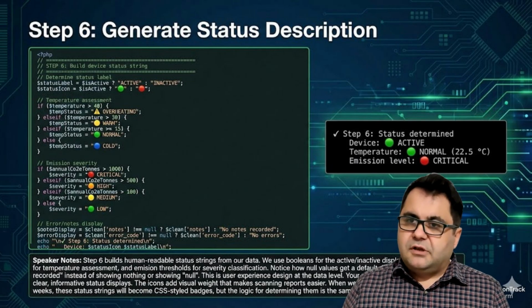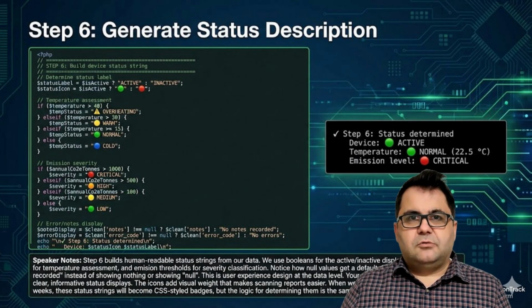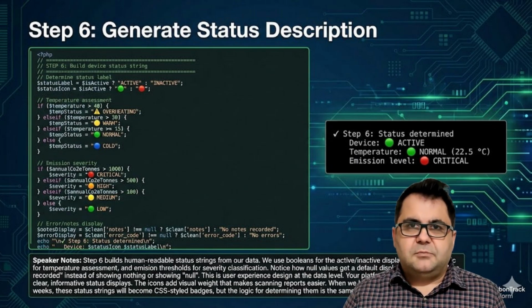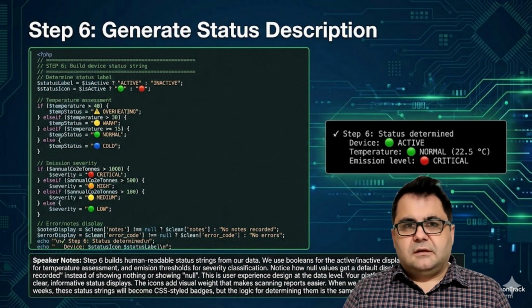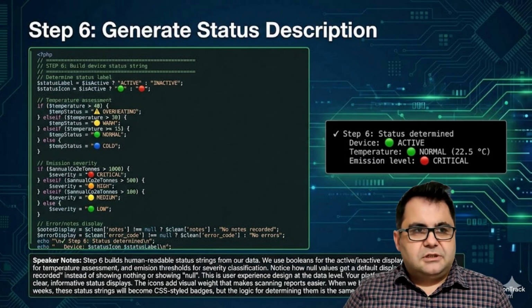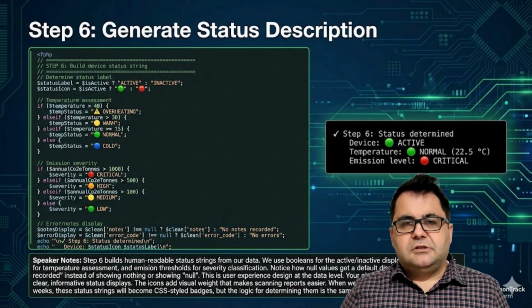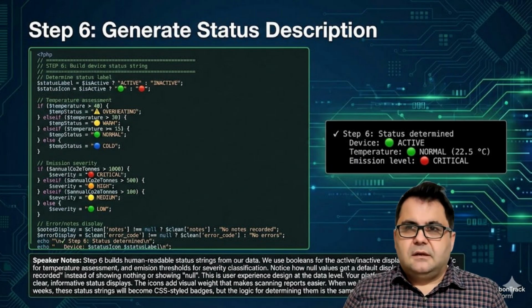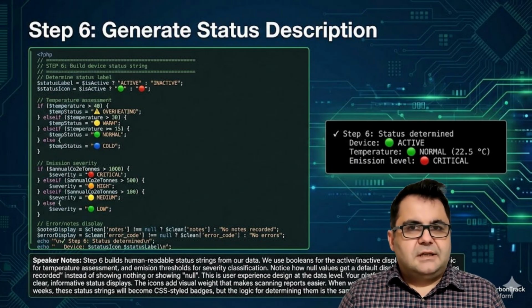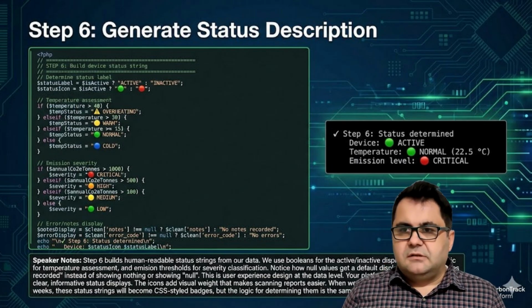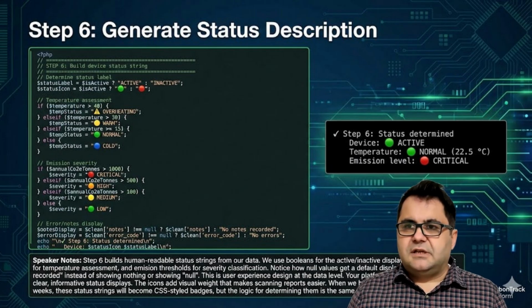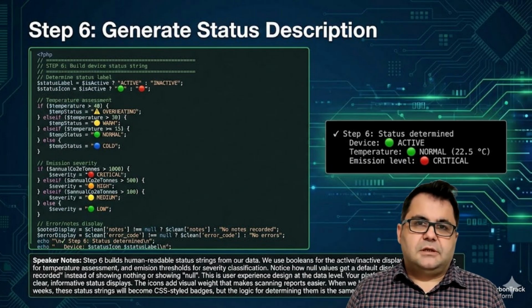Step 6 builds human-readable status strings from our data. We use Booleans for the active-inactive display, conditional logic for temperature assessment, and emission thresholds for severity classification. Notice how null values get a default display string, "no notes recorded", instead of showing nothing or showing null. This is user experience design at the data level. Your platform's credibility depends on clear, informative status displays. The icons add visual weight that makes scanning reports easier. When we build the web interface in later weeks, these status strings will become CSS-style badges, but the logic for determining them is the same.